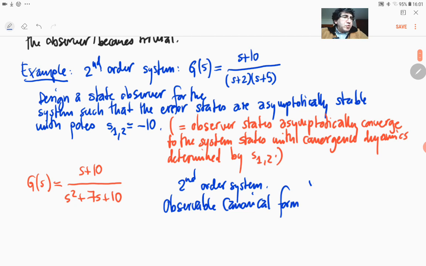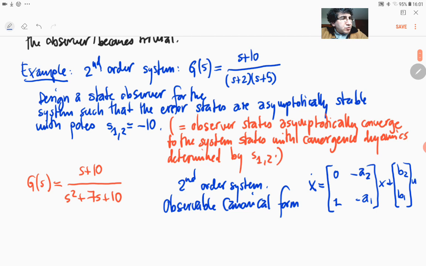So in the observable canonical form, we have x dot is equal to, we have 0 minus a2, the denominator coefficient. We have 1 and minus a1 times x plus our b is composed of b2 and b1, which are the coefficients of the numerator, and y is equal to 0 and 1 times x. Okay?